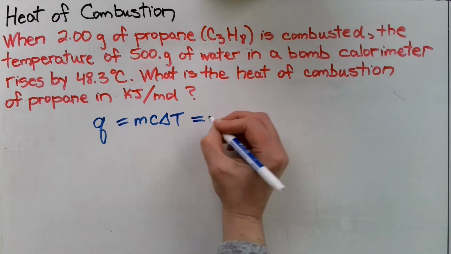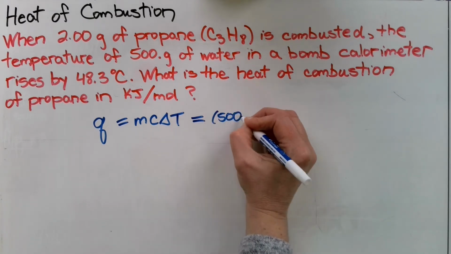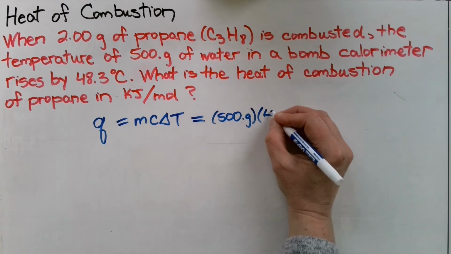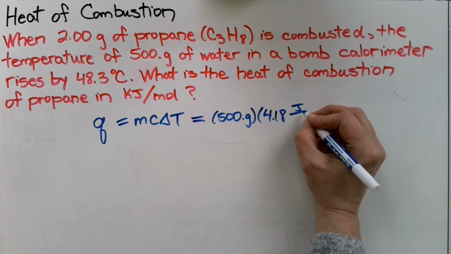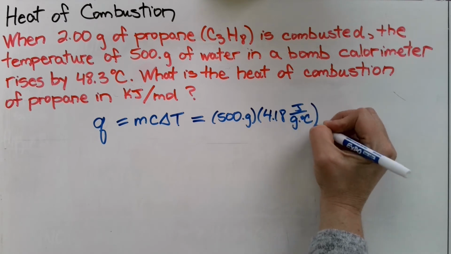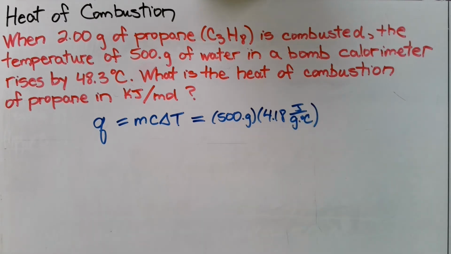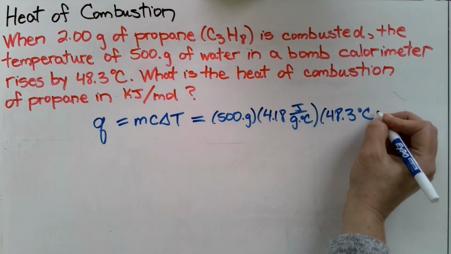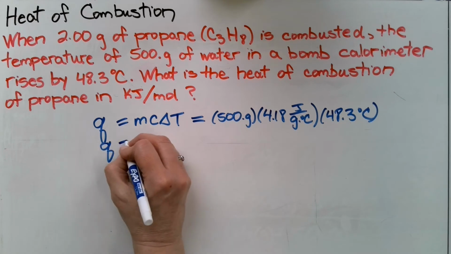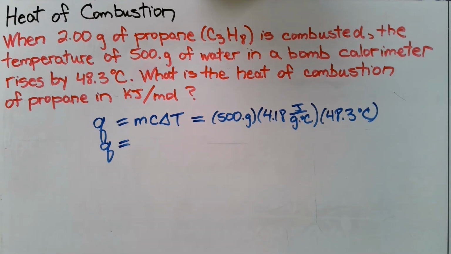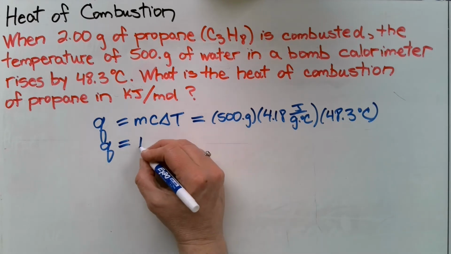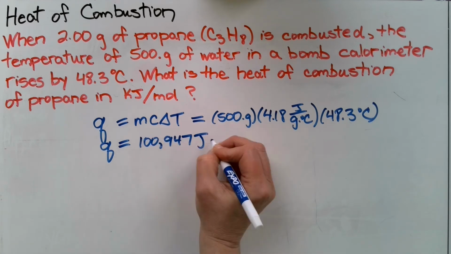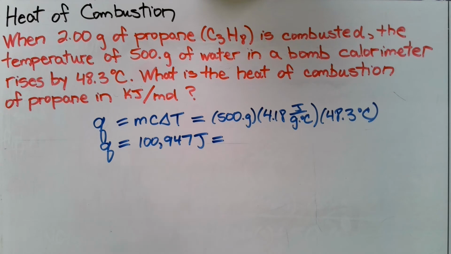You're given the mass of the water, 500 grams. You know the specific heat of water is 4.18 joules per gram per degree C. And you know the temperature increase is 48.3 degrees C. So when you do that math, the amount of energy absorbed by the water is 100,947 joules, which we can write in terms of kilojoules.